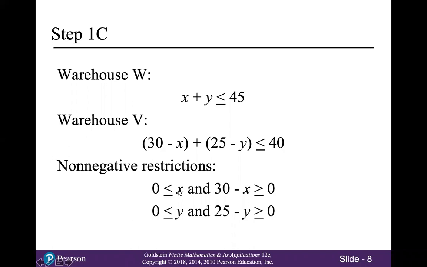All 4 of those quantities have to be greater than or equal to 0. So not only do we have our usual X is greater than or equal to 0 and Y is greater than or equal to 0, but we also have 30 minus X is greater than or equal to 0, and 25 minus Y is greater than or equal to 0.